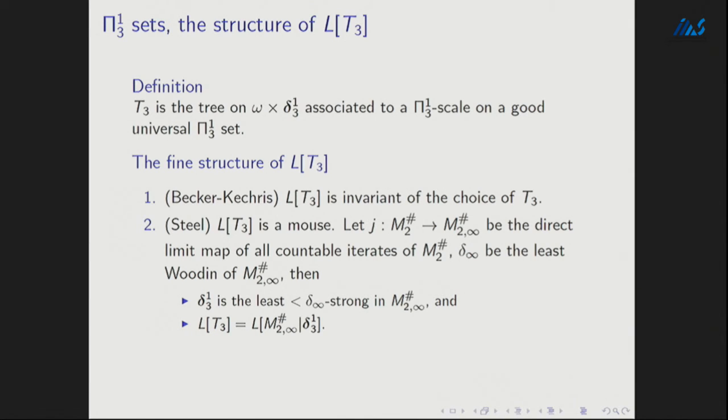But if we want to understand this structure better, well, there is a way, and it comes from inner model theory again. By a theorem of Steel, L[T3] is just a mouse. And it comes from iteration of M2 sharp, which is a mouse with a sharp and 2 Woodin cardinals.